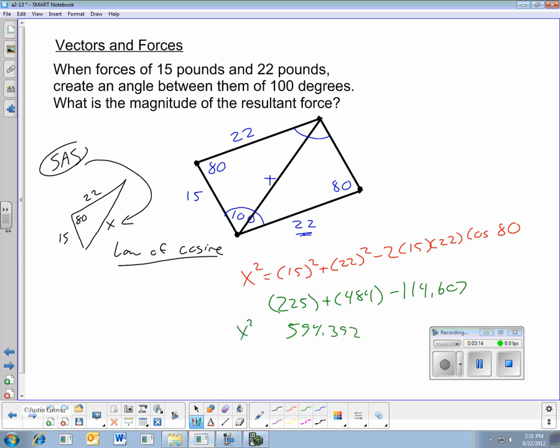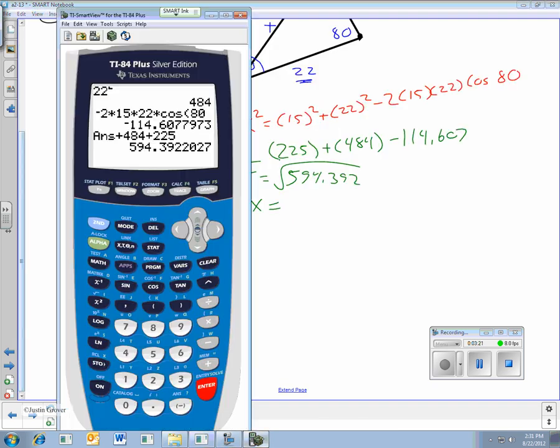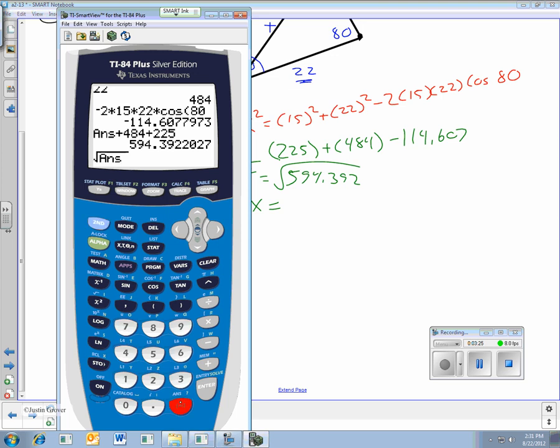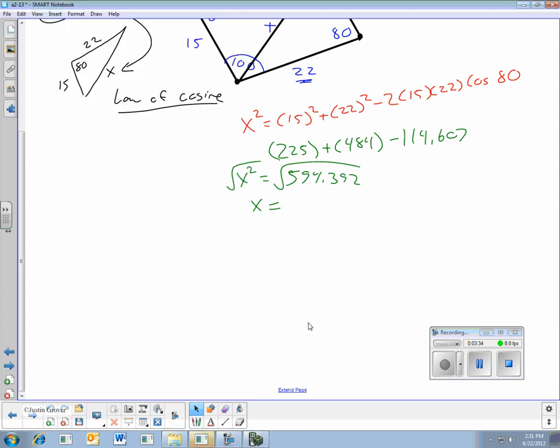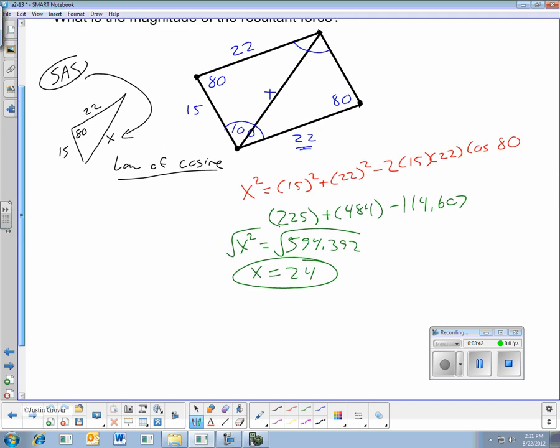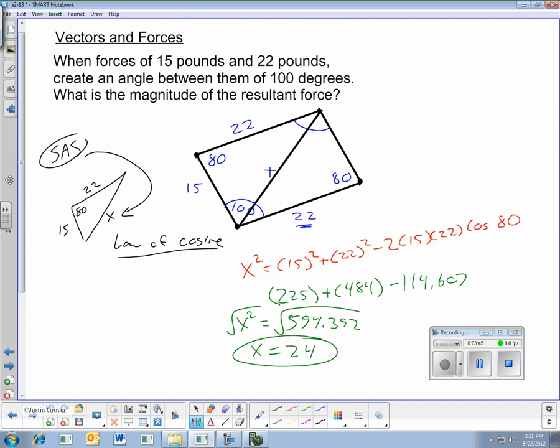594.392, but that's equal to x squared, so we have to take the square root, and that will give us side x. The square root of our answer is 24.38, and let's just round to the nearest whole number to make it easy, which is 24. So when two forces, one of 15 pounds and one of 22 pounds, act together, they create a resultant force of 24 pounds.